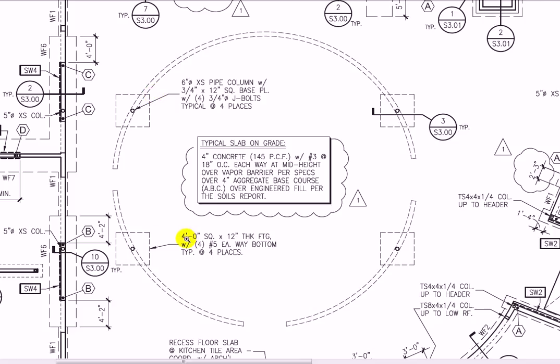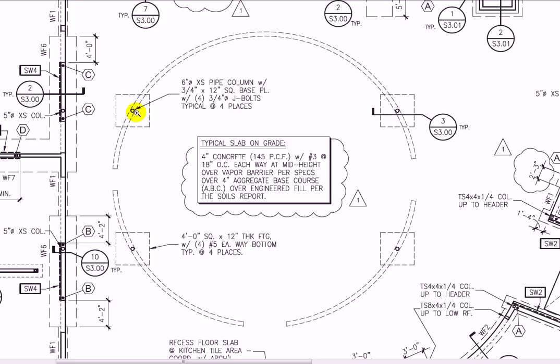Here it's called out, a 4-foot square by 12-inch thick footing with 4 number 5s each way, typical of 4 places. Okay, so there's 1 of them, there's 2 of them, there's 3 of them, there's 4 of them. Here's a detail cutting through 1 of them, again on detail 3 on S300. And these round things are steel pipes.